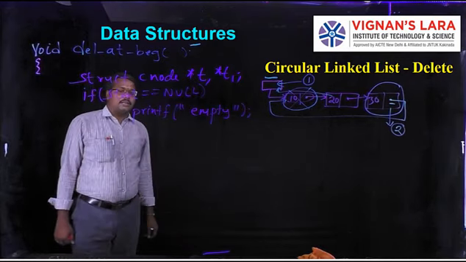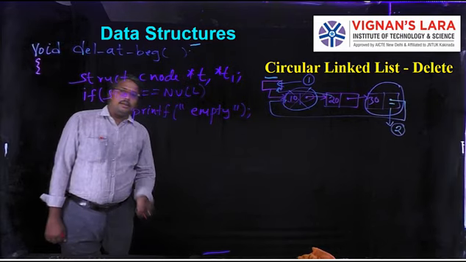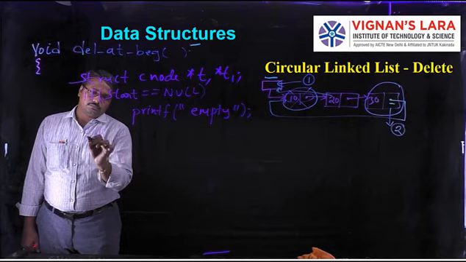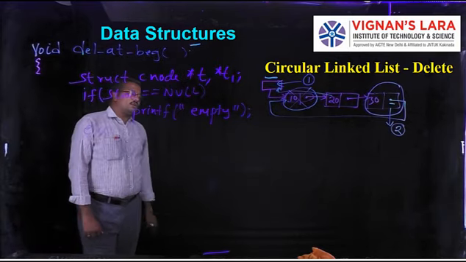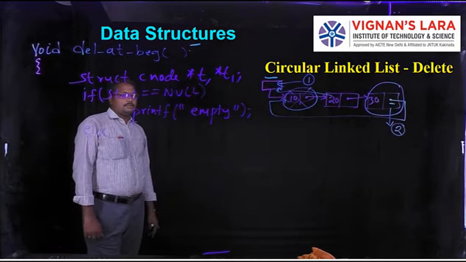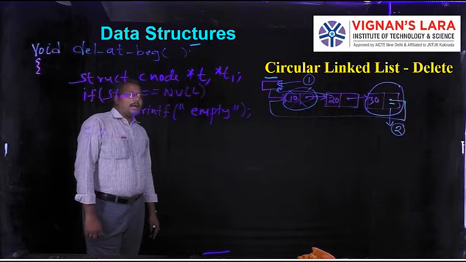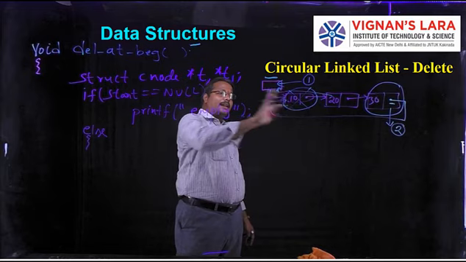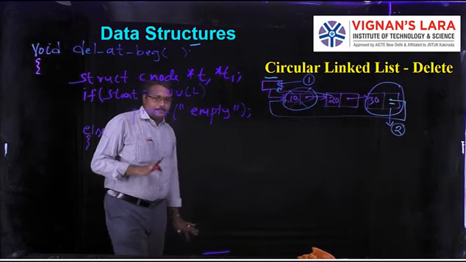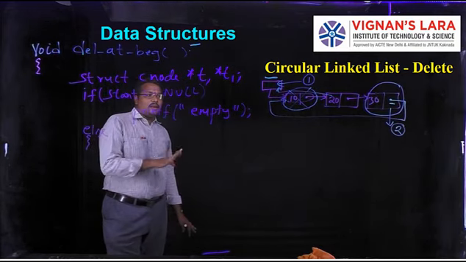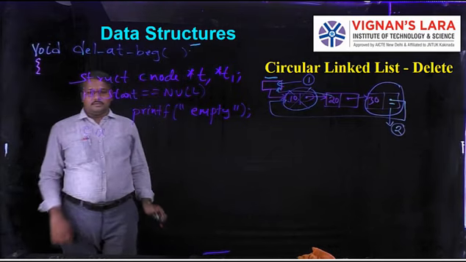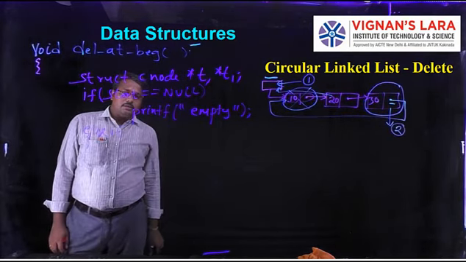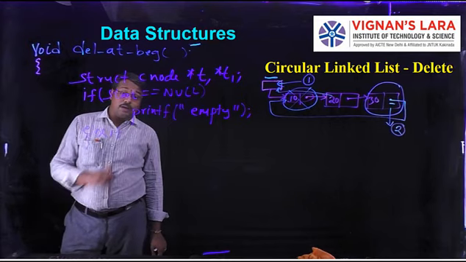Printf circular linked list is empty. In other case, so here two peculiar cases are there. The two peculiar cases are, say, in the circular linked list, only one element is presented. So at the time, what you have to do is, we need to check whether one element is presented or not.